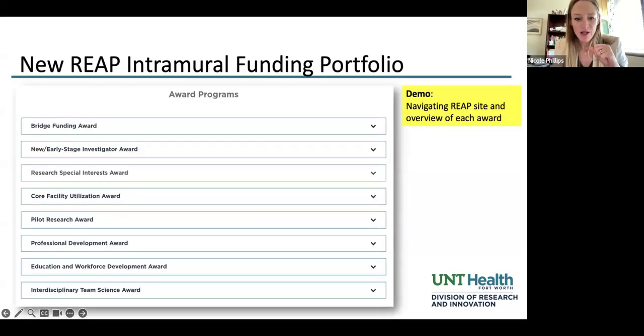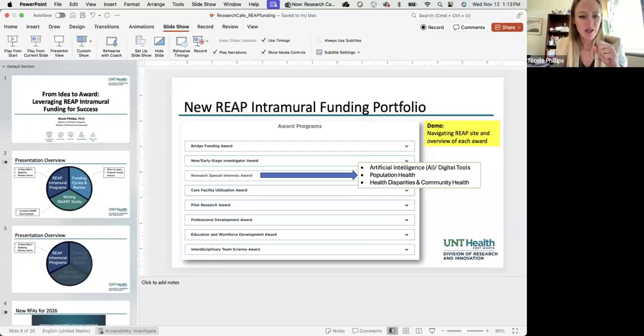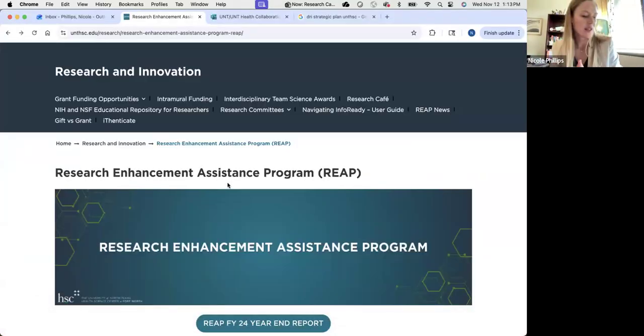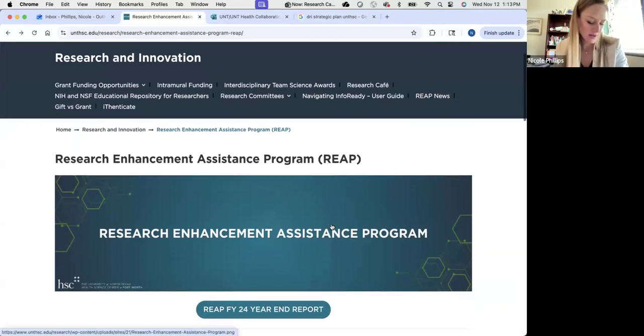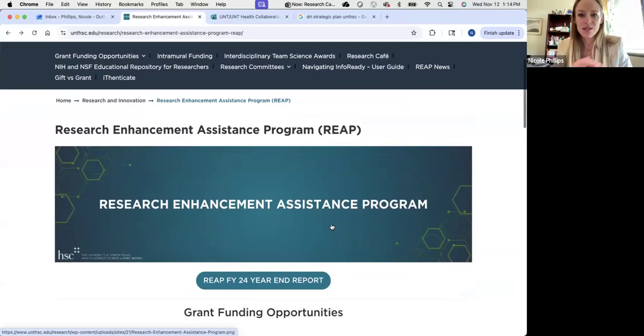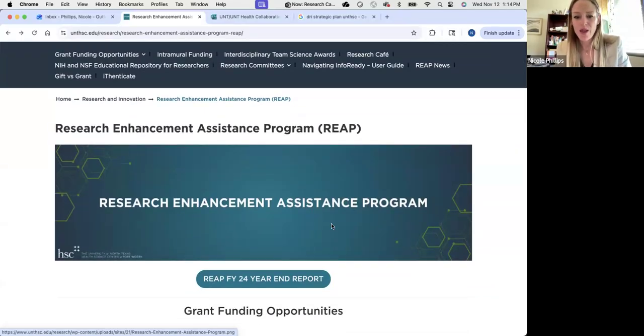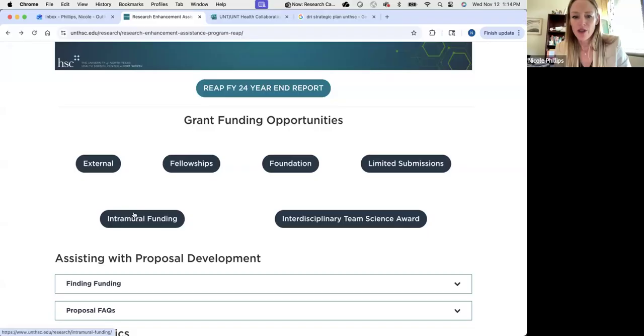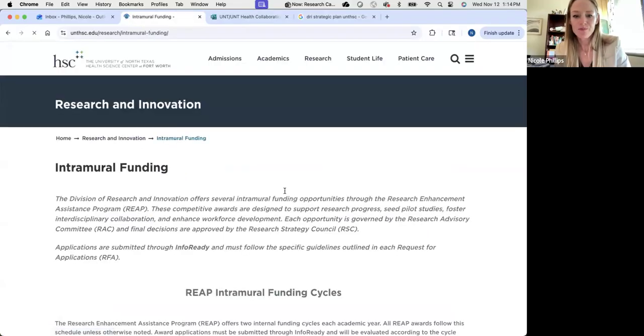Okay, so I'm gonna click over quickly to the website, and we'll just give everyone a level set on navigating the website and these award mechanisms. So this is the main landing page for REAP, and these are the buttons that I mentioned earlier. They should be familiar to you now. And here is the link for the intramural funding. That is the awards that I just described.